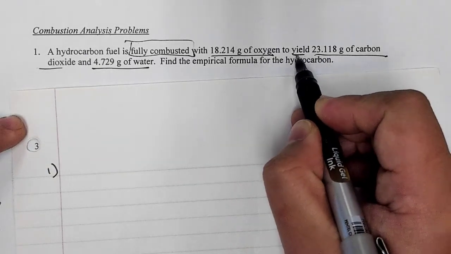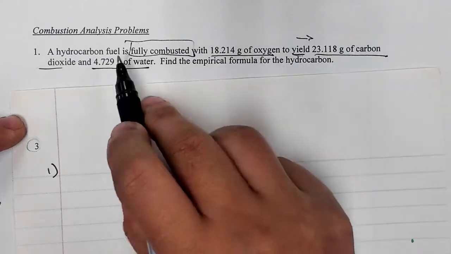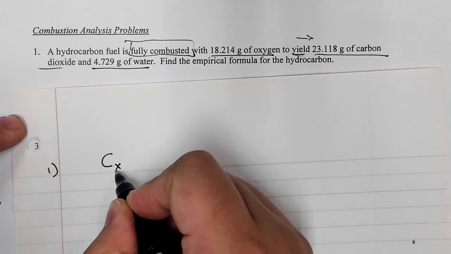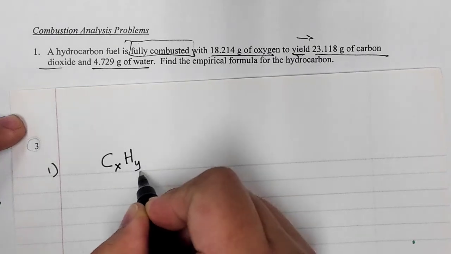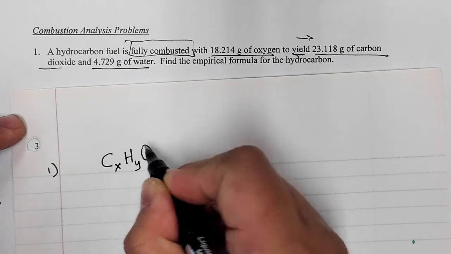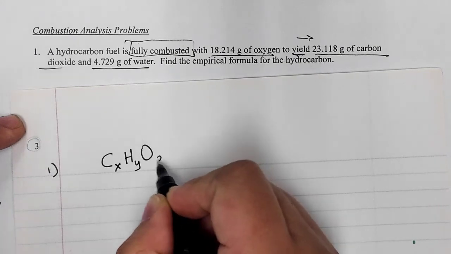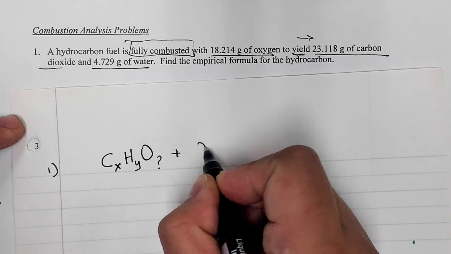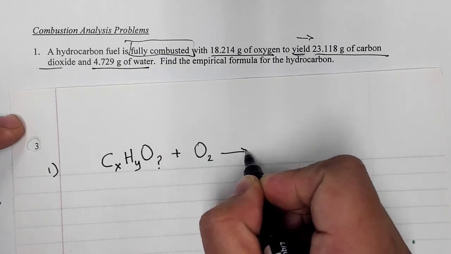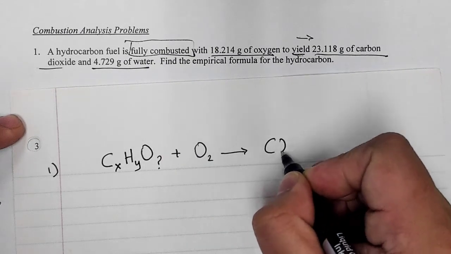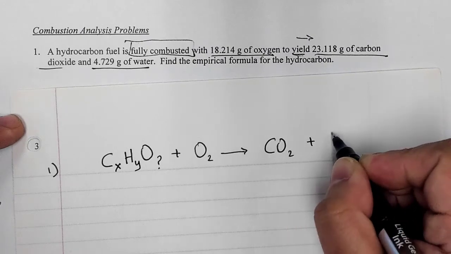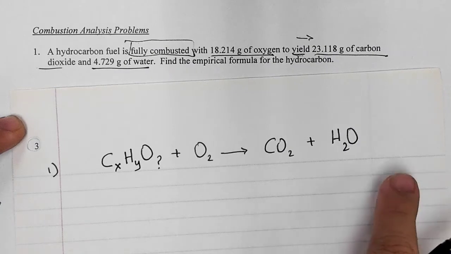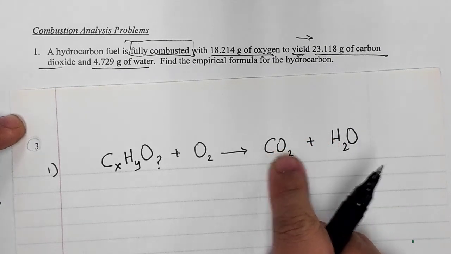As always, the yield means arrow, and then these are my products. So let's try to write the equation. That's going to look like this: CxHy, x and y because we don't know, and I want to say O with a question mark, because we don't know if there's any oxygen in this hydrocarbon, plus O2, arrow, and it's going to give me CO2 plus H2O, right?